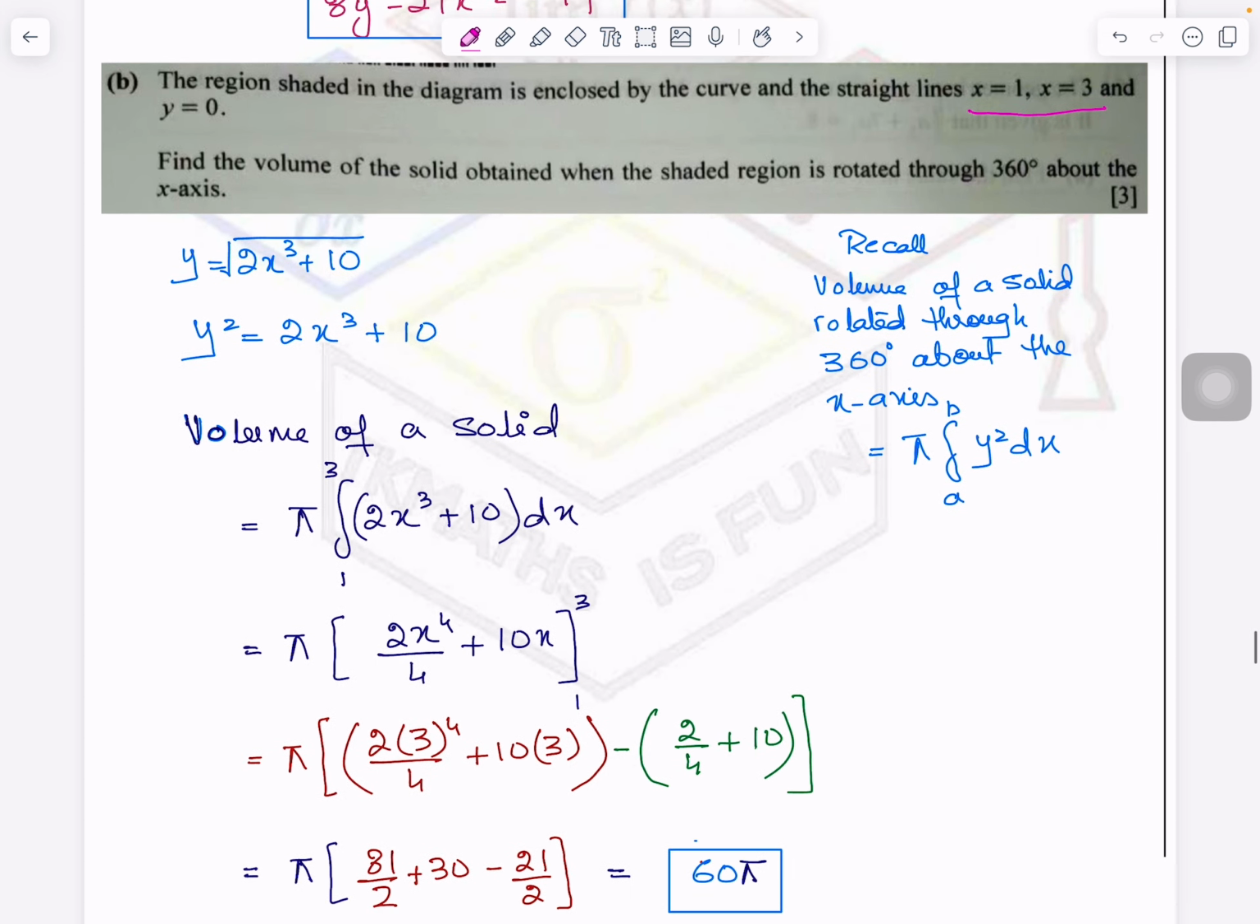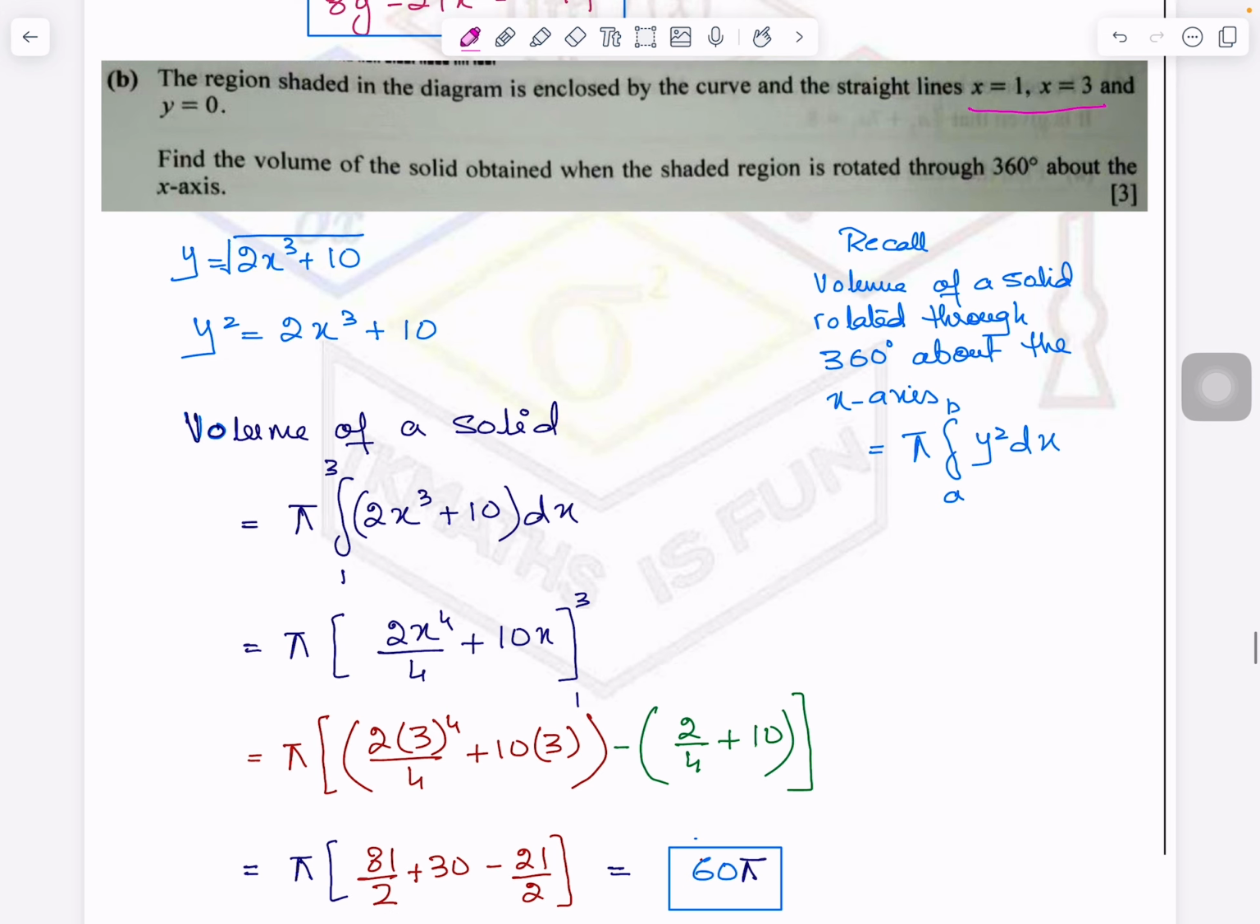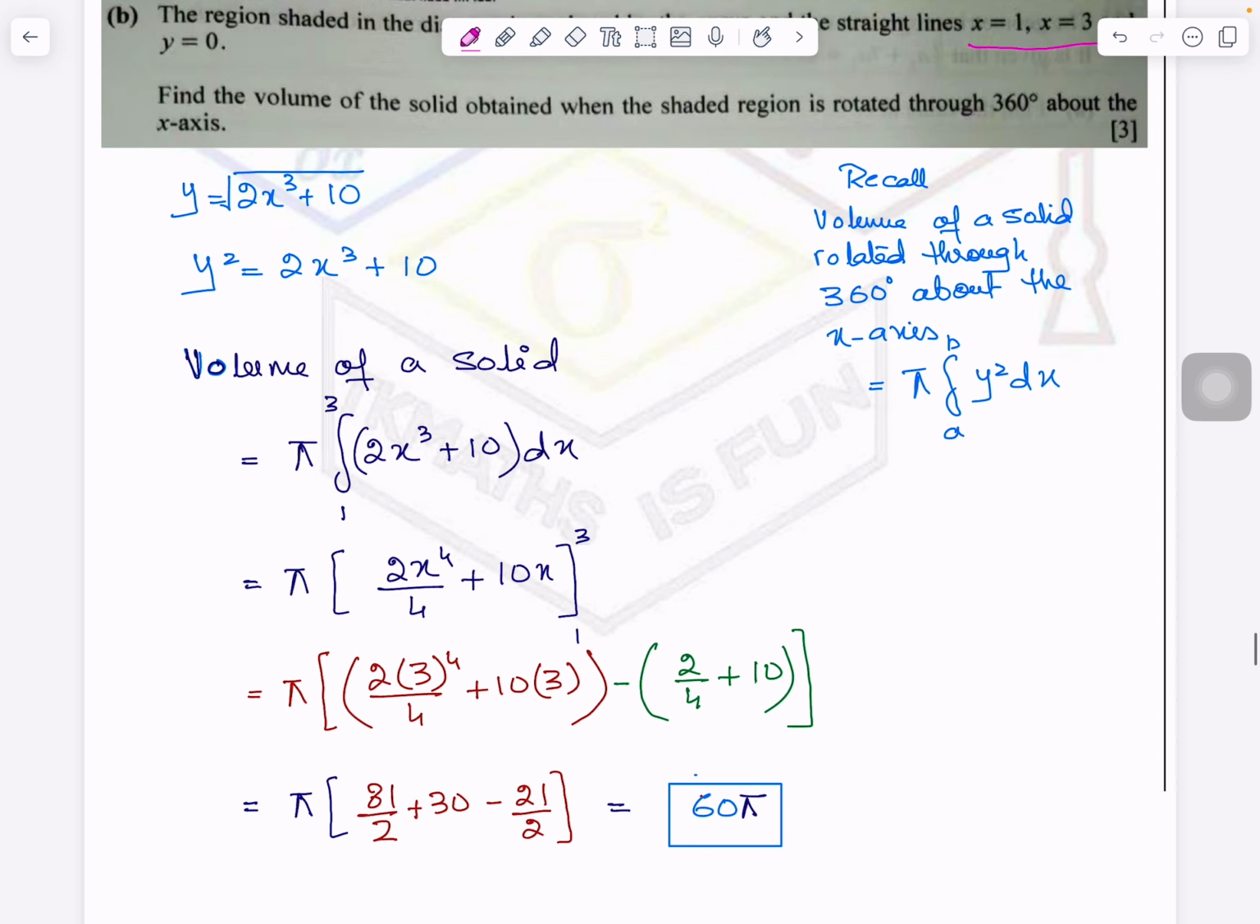So you can see here, I have applied everything in the formula straight away. And then I got the answer 60 pi. So this is straightforward.